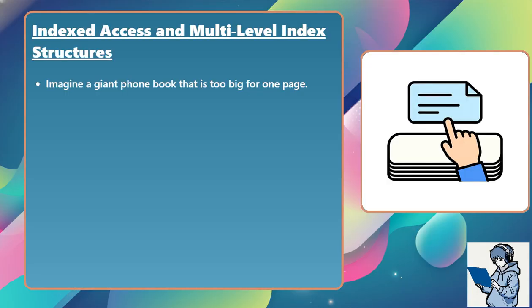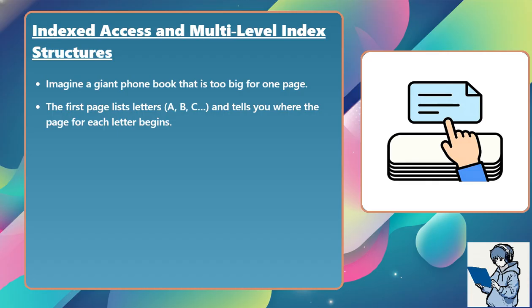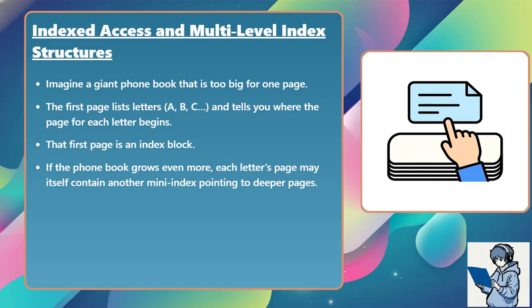Imagine a giant phone book that is too big for one page. The first page lists letters A, B, C and tells you where the page for each letter begins. That first page is an index block. If the phone book grows even more, each letter's page may itself contain another mini-index pointing to deeper pages. This is exactly how an indexed file works.